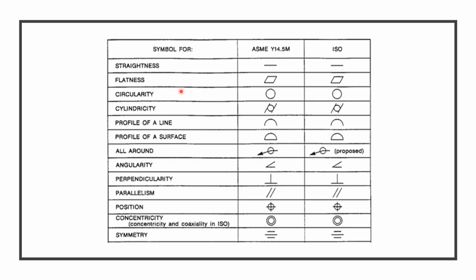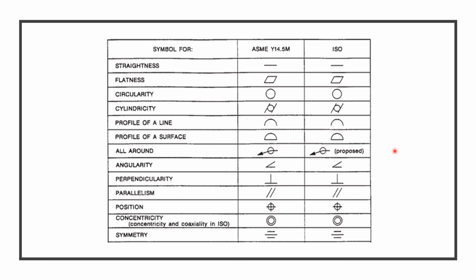All right, next thing. So here, this is just symbols, and these symbols are from a standard, and we call them ASME Y14.5M, and this is for your ISO. Okay, this is just a symbol drawing for these quantities. So for straightness, if you go by ASME, you're going to draw like this. If you go by ISO, you're going to draw like that. Flatness, circularity, cylindricity, profile of a line like this, profile of a surface.